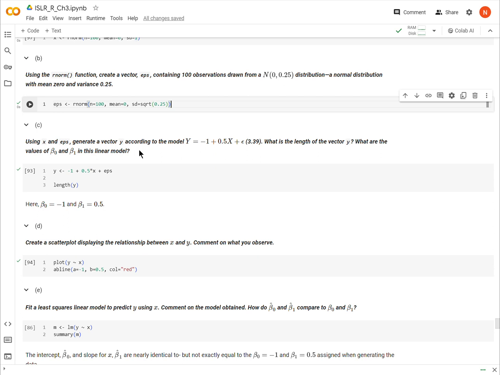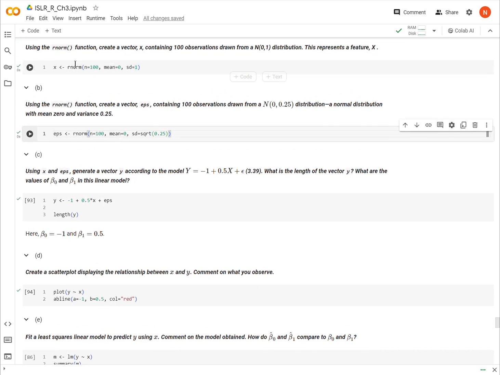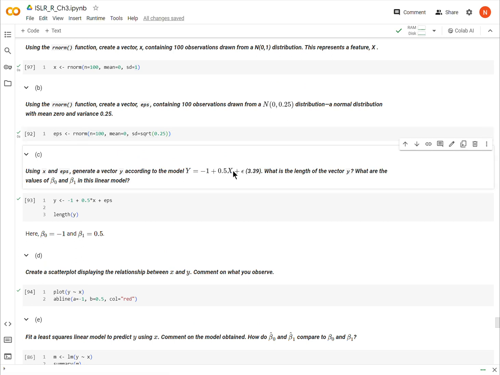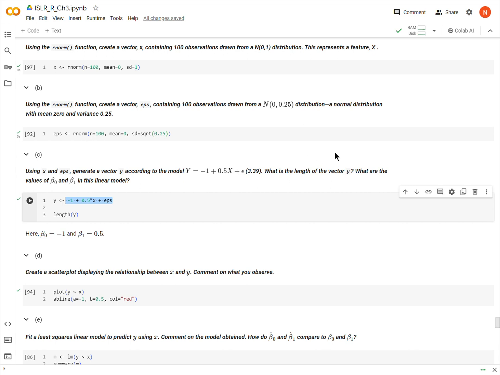And now I'm going to create a variable y using x and epsilon, and y is going to equal this right here: -1 plus 0.5x plus epsilon. So I just plug that in here. And it asks us what is the length of vector y. I'm going to get that with the length function here.